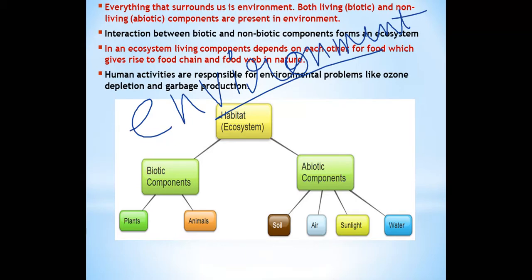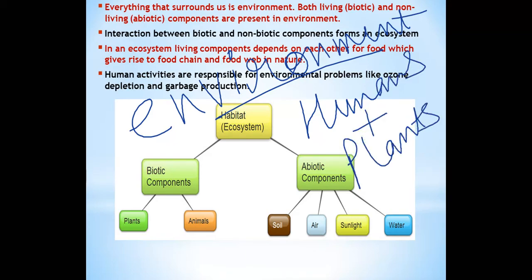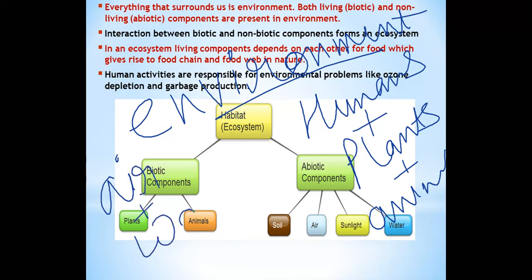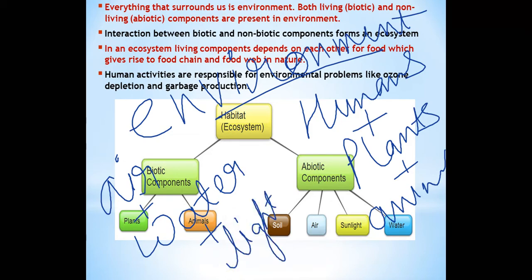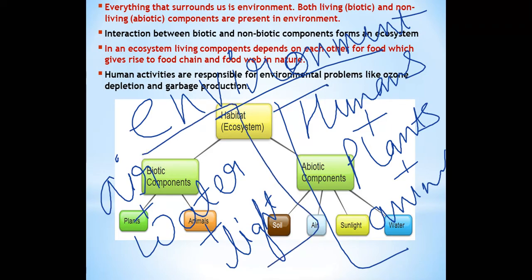For example, suppose some humans are there. Humans are there in the environment, plants are there, animals are there. And after that, air is there, water is there, sunlight is there, soil is there. Many things are there in this, and this total makes up the environment. So the interaction between the living things and the non-living things is called the environment. Humans, plants and animals are the living things. Air, water and light are non-living things.